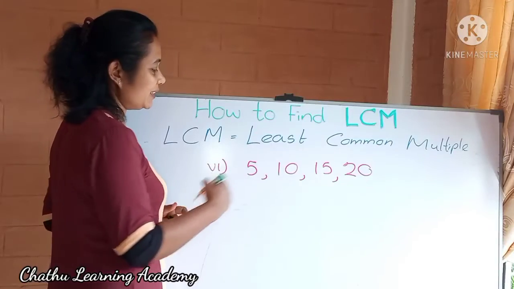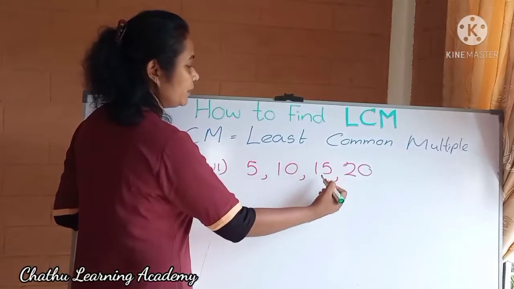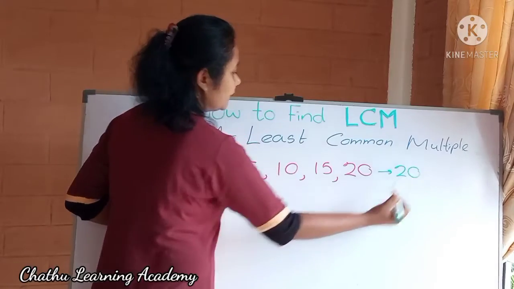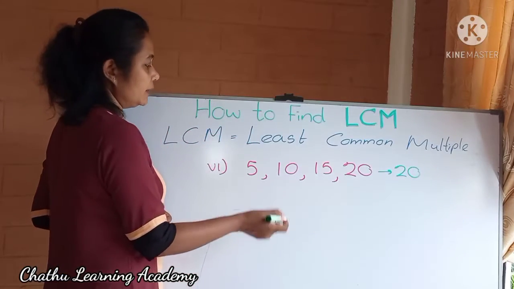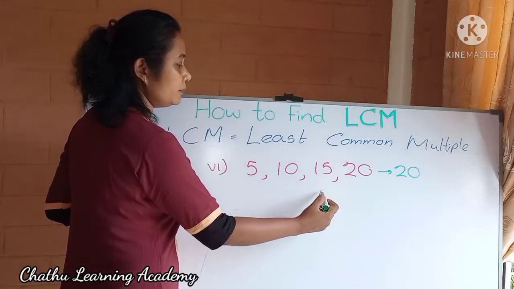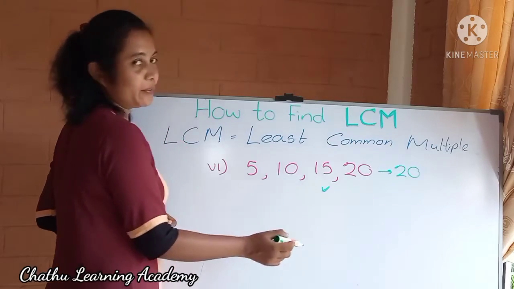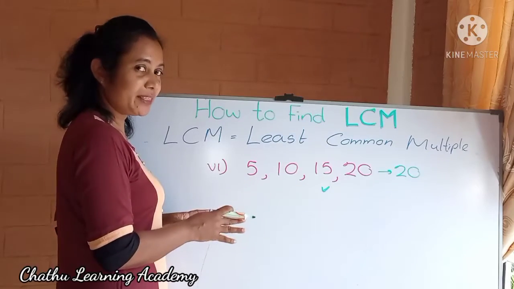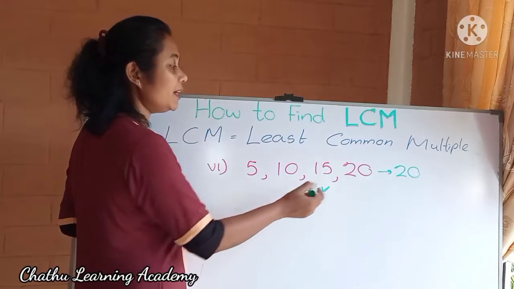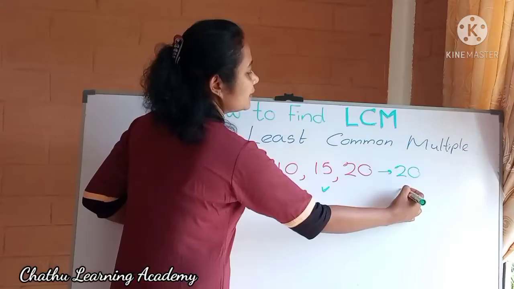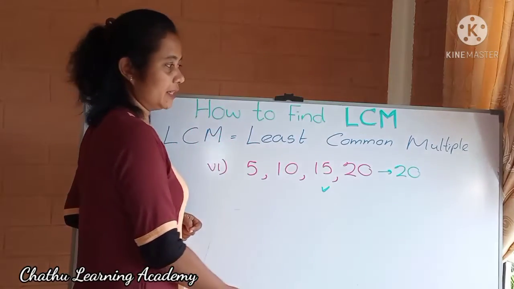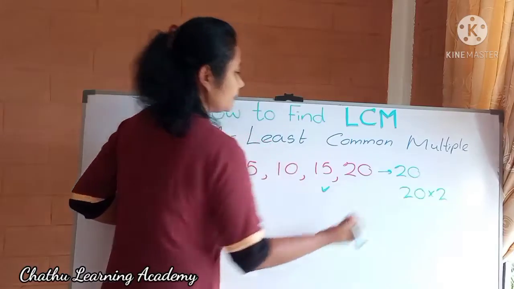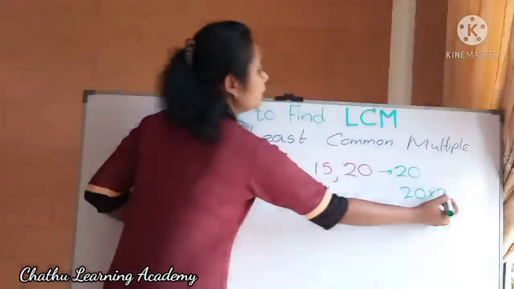Now look at this one. Here 5, 10, 15, 20. Then this is the largest value. We select it as the LCM. But is it a multiple of 15? No, it's not a multiple of 15. Then what is the method we want to follow? Here it's not a prime number. Then what do we want to do here? We want to multiply 20 by 2. Then what's the answer? 40.